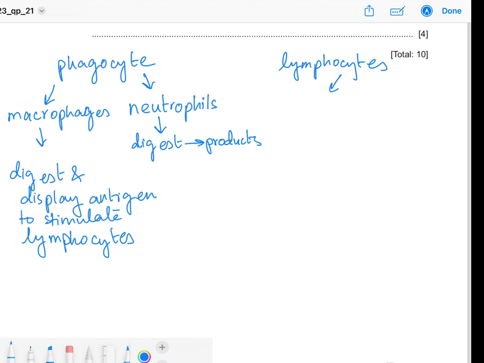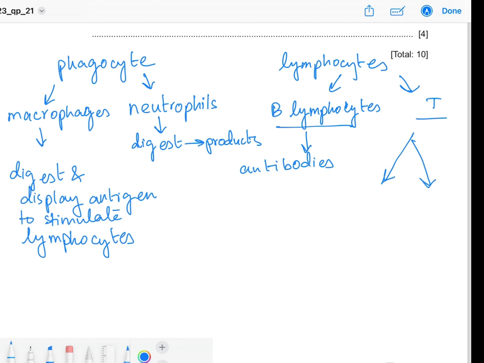Now, lymphocytes also have two categories. You'll have T lymphocytes and B lymphocytes. B lymphocytes will produce antibodies, and this is just to summarize. You have the entire process of clonal selection and then clonal expansion, once B lymphocytes identify complementary antigens. And then you'll have T lymphocytes, which are again divided into two types. You'll have helper cells and killer cells.